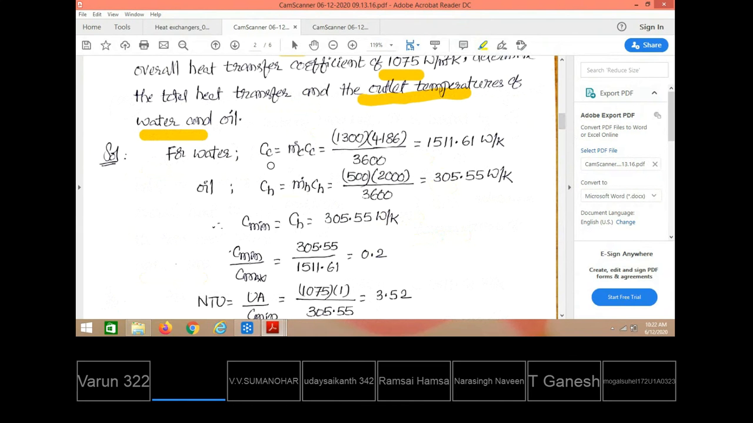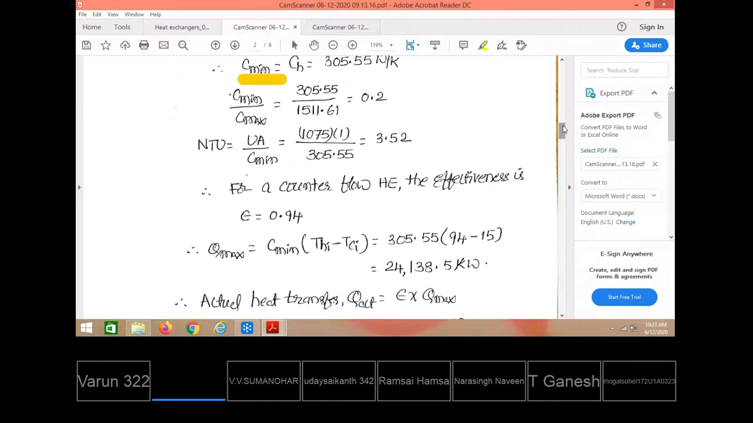Similar procedure again. Cc we have got, that is for the cold fluid. For the hot fluid also we have got what is Ch. Out of these two, which is minimum? On looking at the values, we can say that this is C minimum. Automatically this will be C maximum. So the hot fluid is having C minimum, that is what I have taken. Then what is the C minimum by C maximum value? I have got that. What is the NTU value, UA by C minimum? That also I have got.